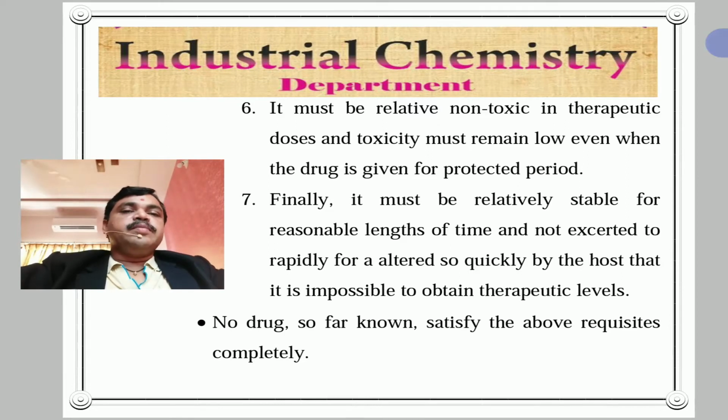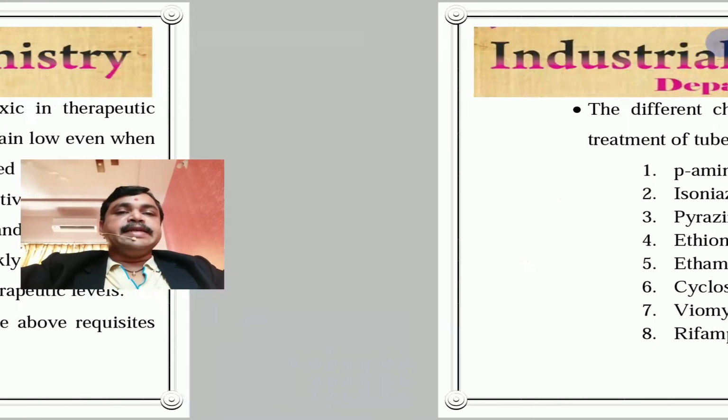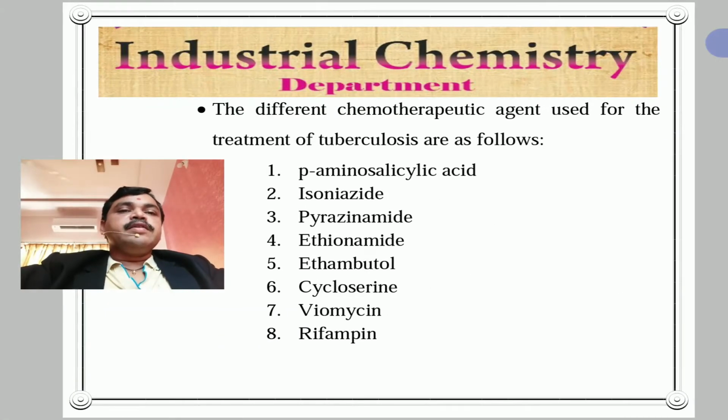So these are the properties of anti-tubercular drugs. No drug so far known satisfies the above requisites completely. And the different chemotherapeutic agents used for the treatment of tuberculosis are as follows. Today, these are all used in different ways in tuberculosis.